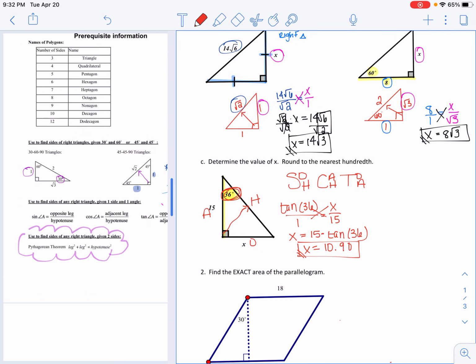All right, so these are the right triangles that we're going to see hidden in some of the practice problems that we have to do.